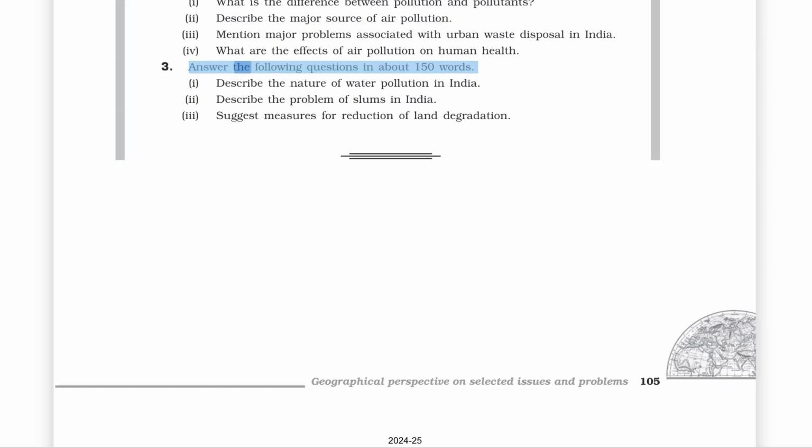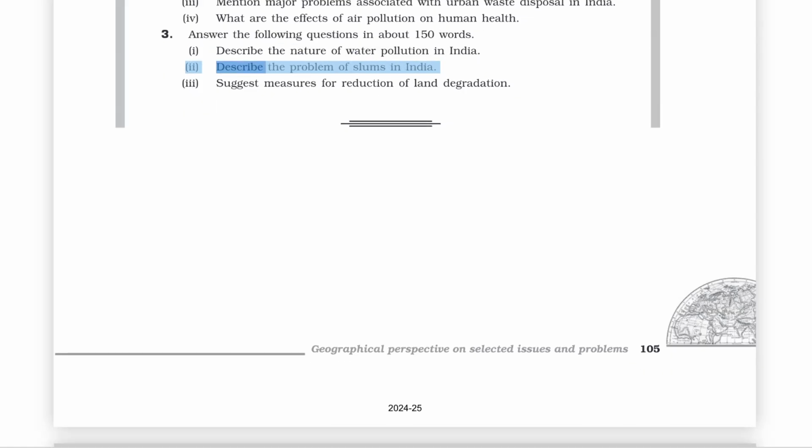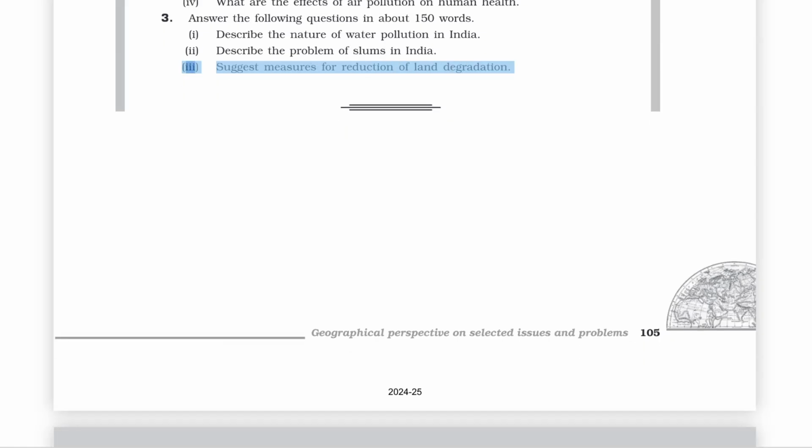3. Answer the following questions in about 150 words. 1. Describe the nature of water pollution in India. 2. Describe the problem of slums in India. 3. Suggest measures for reduction of land degradation.